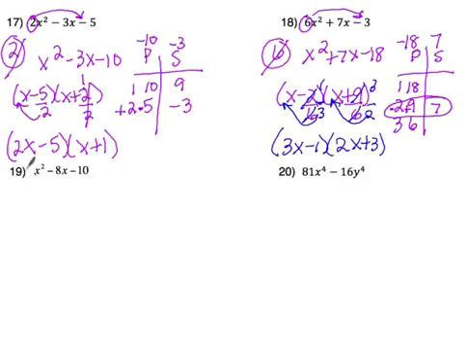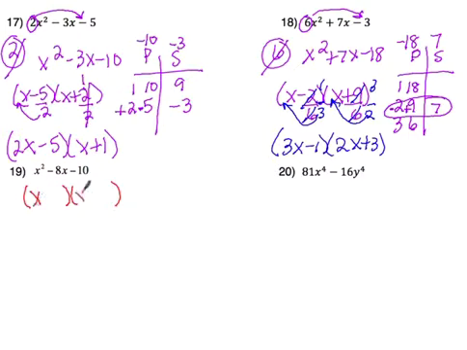Okay, 19. So I am looking for a GCF. I see no GCF. Then I'm looking for a difference of squares. I don't see a difference of squares. So now I see a trinomial. It has a leading coefficient of 1. So I don't even need to slide anything. I just know to go ahead and put my binomial down.